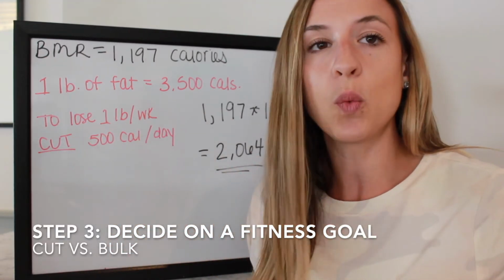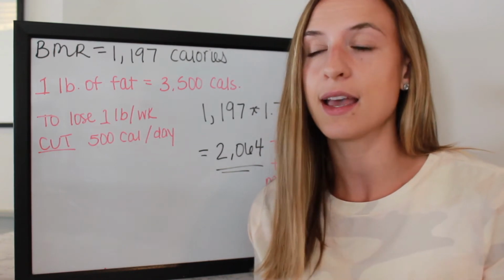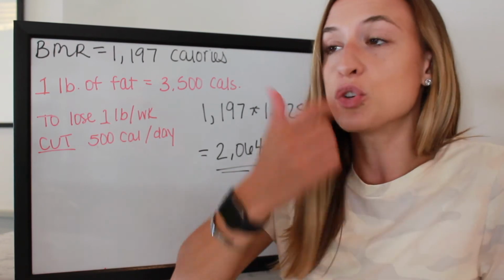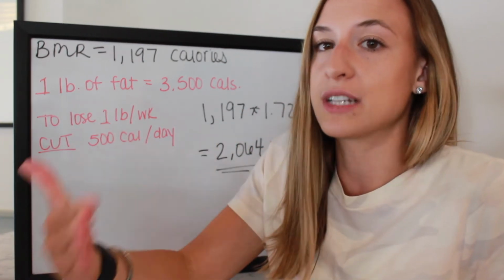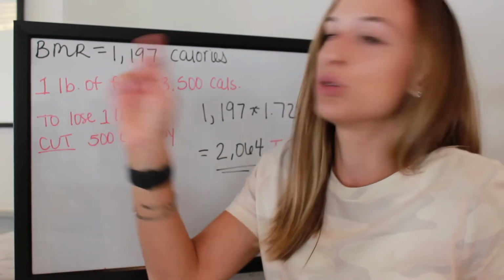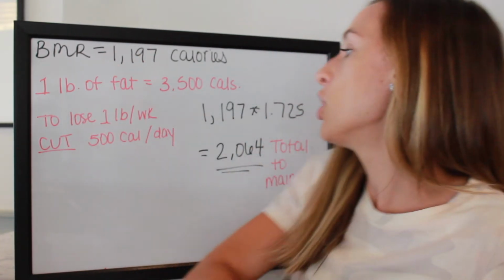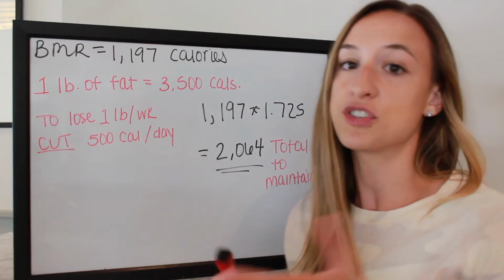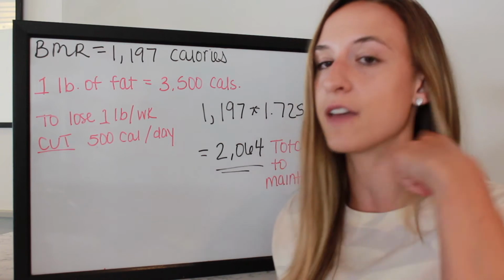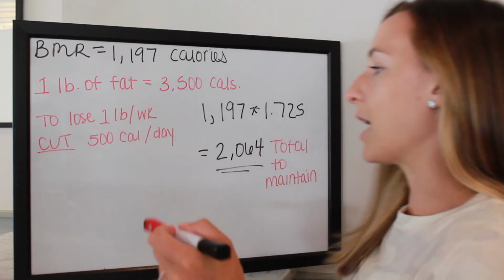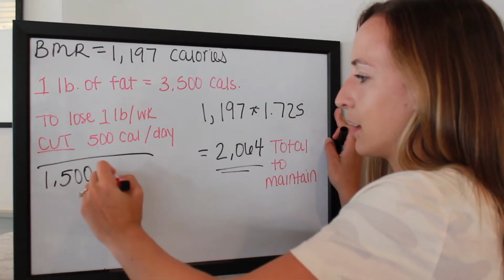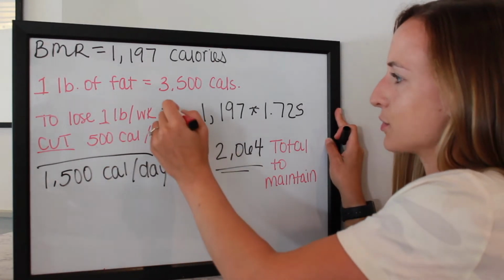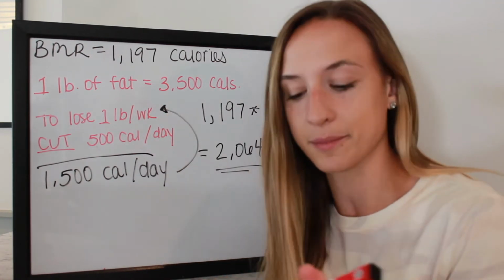So let's say you want to lose 1 pound per week, then 3,500 divided by 7 is 500. So you would need to cut 500 calories per day to lose 1 pound of fat per week. In my example where I need 2,000 calories, I would drop down to 1,500 calories hypothetically if I was trying to lose weight. I'm not, but 1,500 calories per day would ensure that I lose 1 pound per week.